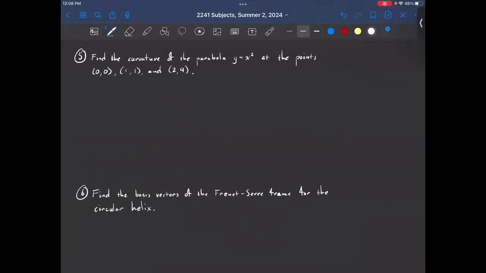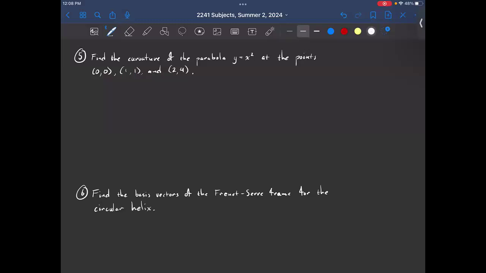All right, so fifth problem, I guess. Find the curvature of the parabola y equals x squared at these 3 points: (0, 0), (1, 1), and (2, 4). All right, so how do I do this?